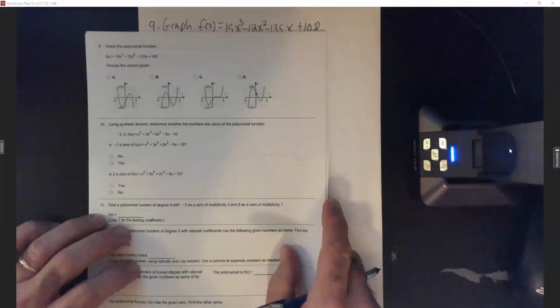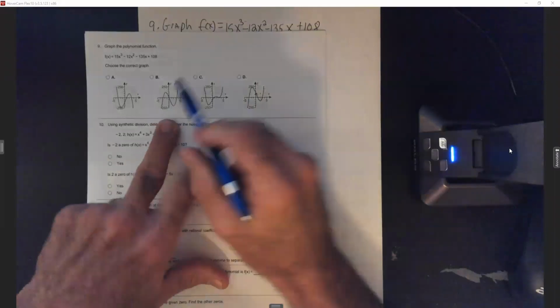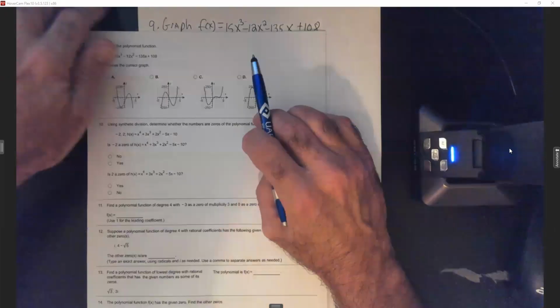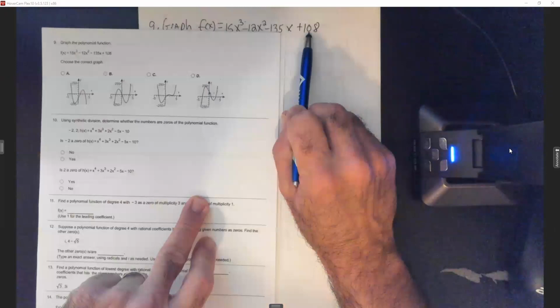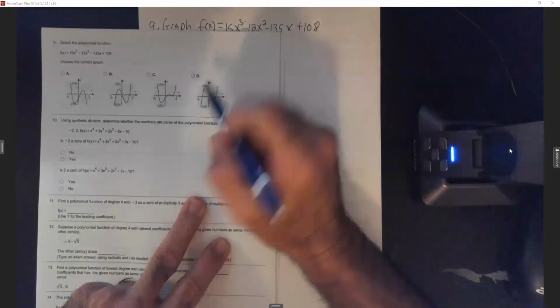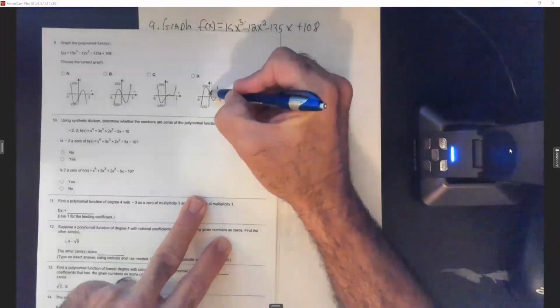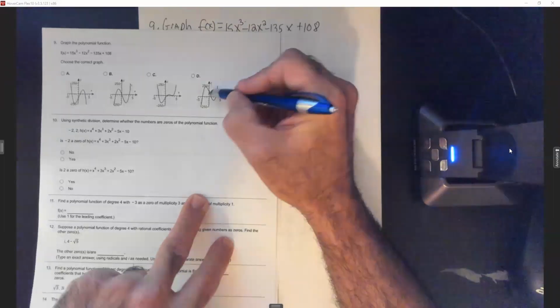But I wanted to show you on this one. You got B going left to right uphill, and you got D going left to right uphill. So one way to check is look at this number at the end. That's your y-intercept, 108. Well, this graph is crossing right at the 0. This graph looks like, since that's going to 250, that's probably crossing at that 108. So I would choose D on that one.